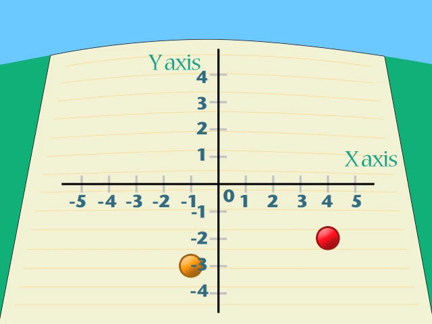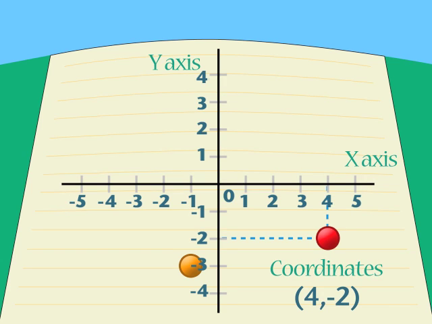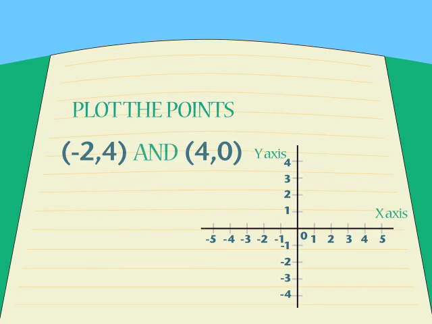The red point is opposite 4 on the x-axis. On the y-axis, it's opposite -2. So the coordinates of this point are (4, -2). Similarly, the orange point is opposite -1 on the x-axis and -3 on the y-axis, giving it coordinates of (-1, -3).